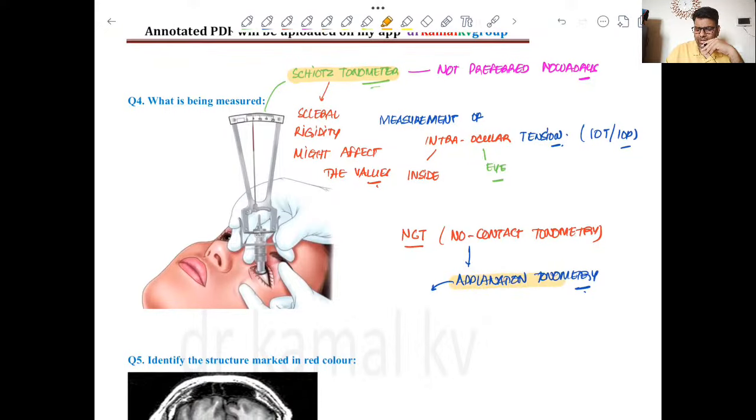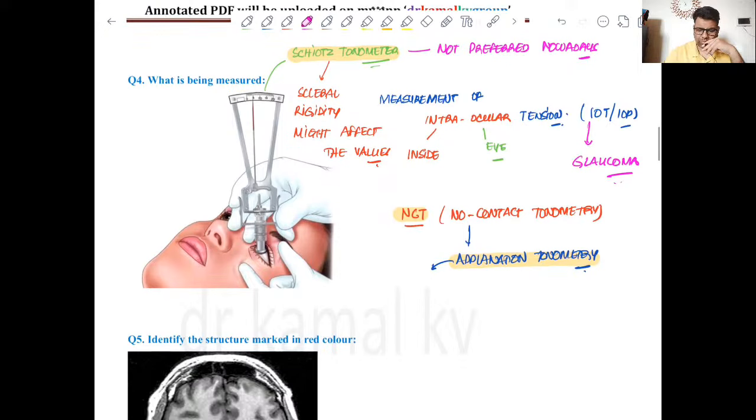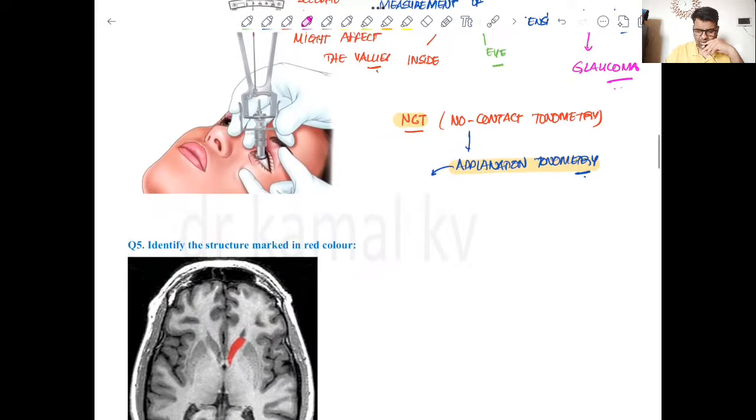Nowadays we prefer applanation tonometry, that is no contact tonometry. And yes, IOP, it is a very valuable investigation for glaucoma in which the intraocular pressure is raised. Clear? So this is Schiotz's tonometer, not done nowadays.